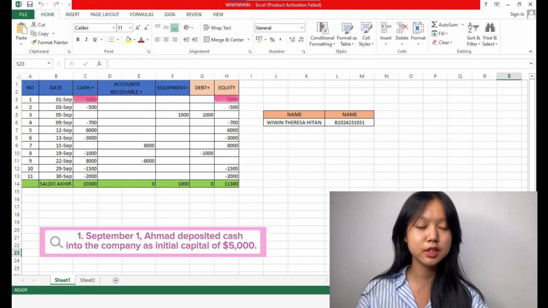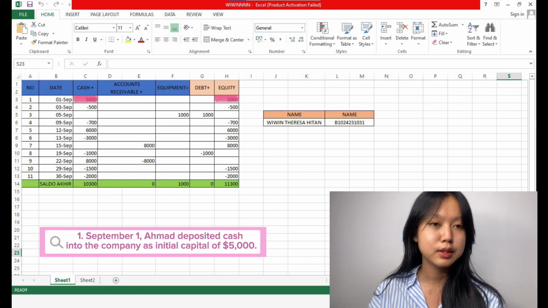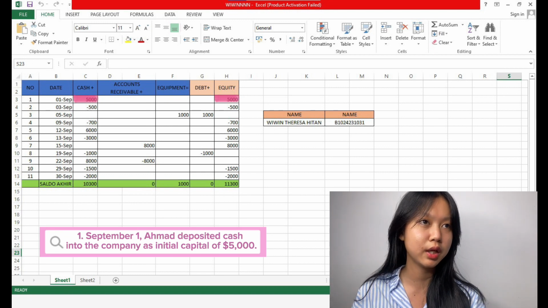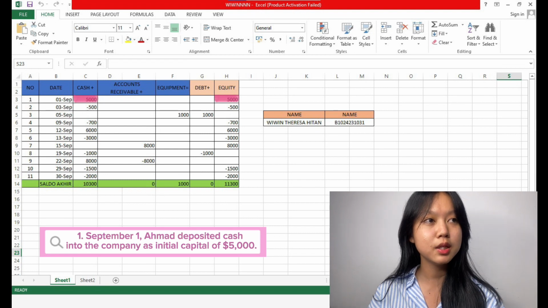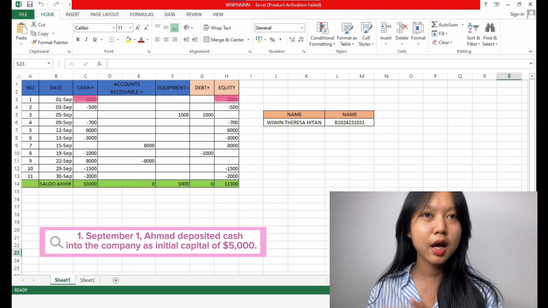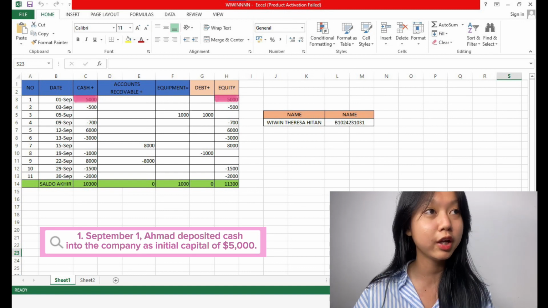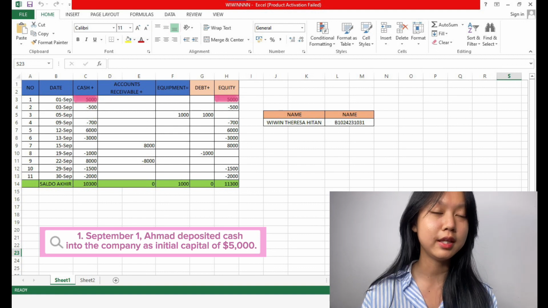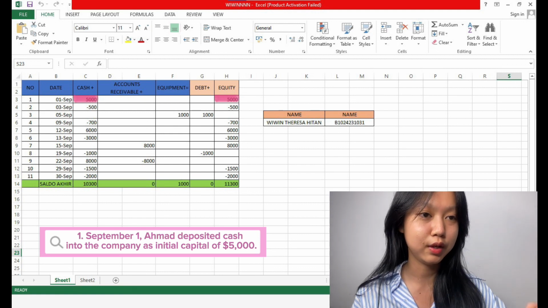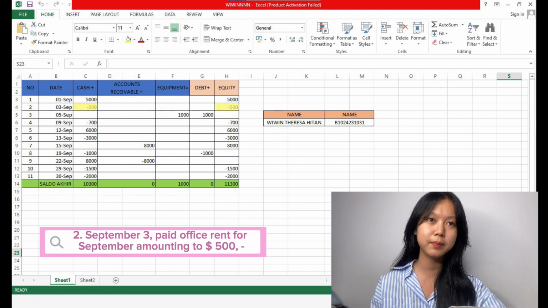Ahmad deposit cash into the company as initial capital of $5,000. So we put the nominal on 2 accounts here, which is on cash and on equity. And the reason why is because obviously in the accounting transaction data, Ahmad deposit the cash. So we put it on the cash. And why is it on equity? Because he invested $5,000.